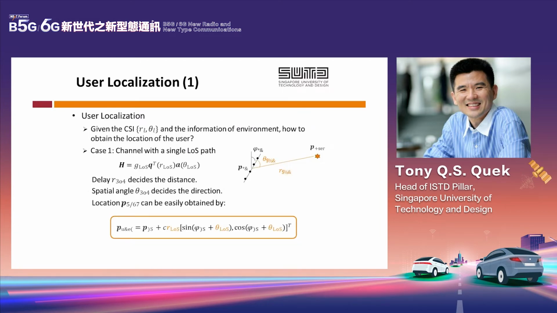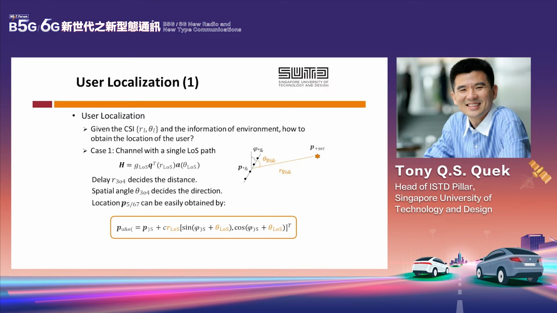So let's say user localization. I want to know where the user is. So given the CSI, I know the delay tau L, theta L, and the information of my environment. How do I actually obtain the location of the user? For simplicity, we look at case one. Let's say I have a single path, a single line of sight, right? Base station to the user.